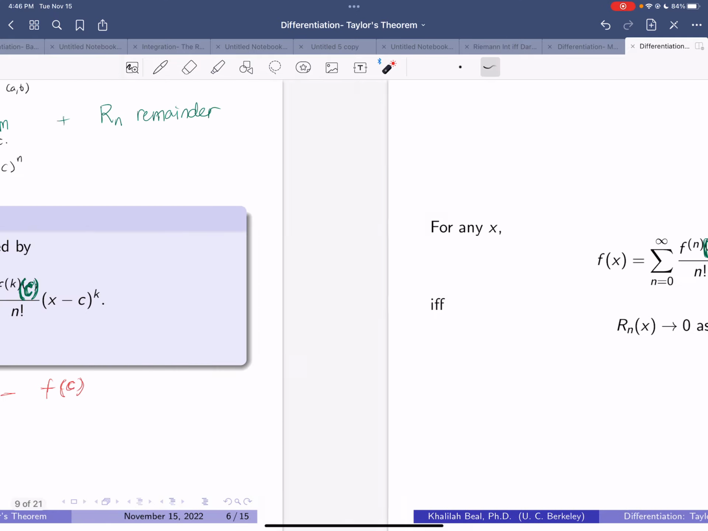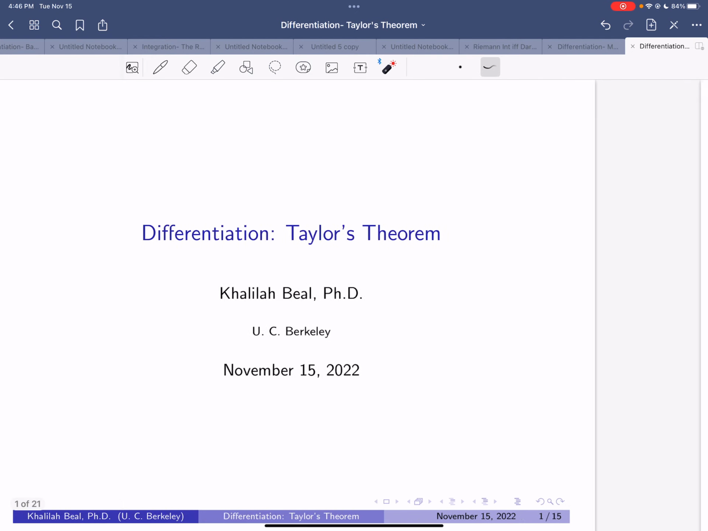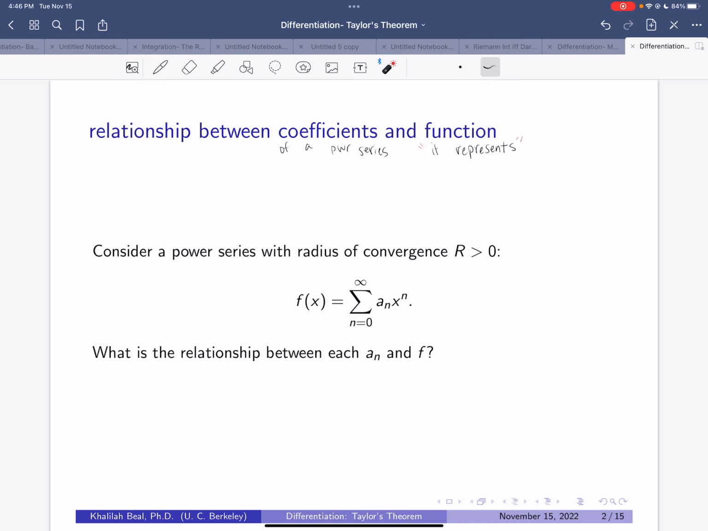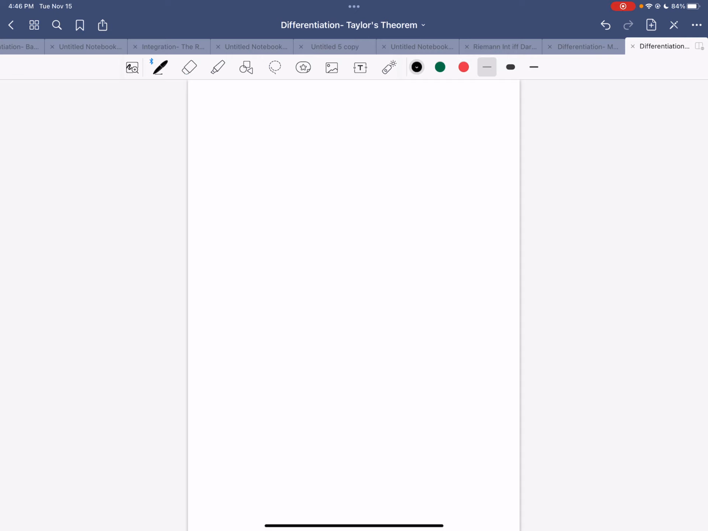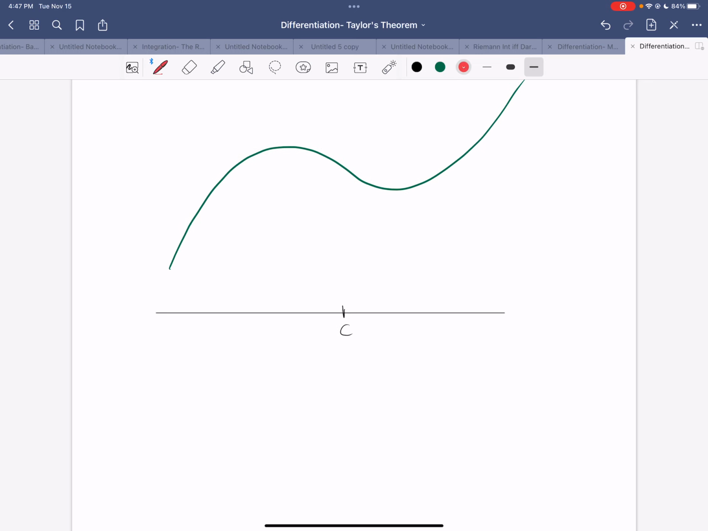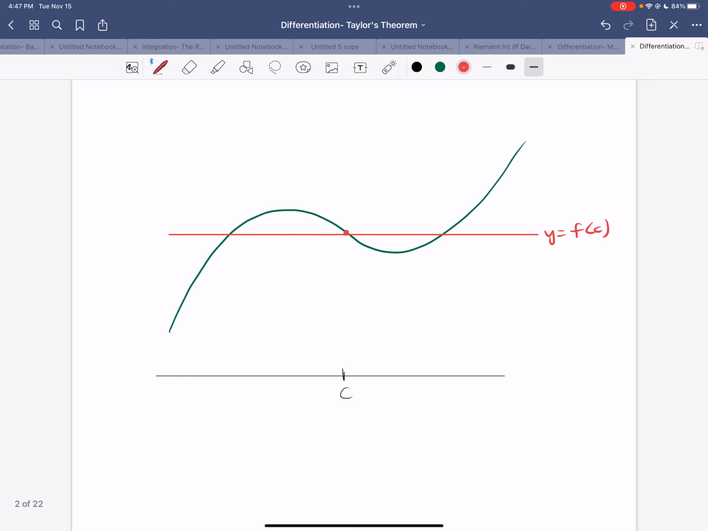So if you think back to what we were doing in the beginning here, when we were looking at the relationship between the coefficients of a power series and the function, think about if you have a function defined at some point c, say this is your function here. Now, f of c is right here, and I can approximate my function. If I only have a constant to approximate my function near c, I'm going to choose the line through just plain old y equals f of c. If I'm allowed to approximate this by a line, I'm going to use the tangent line, right?